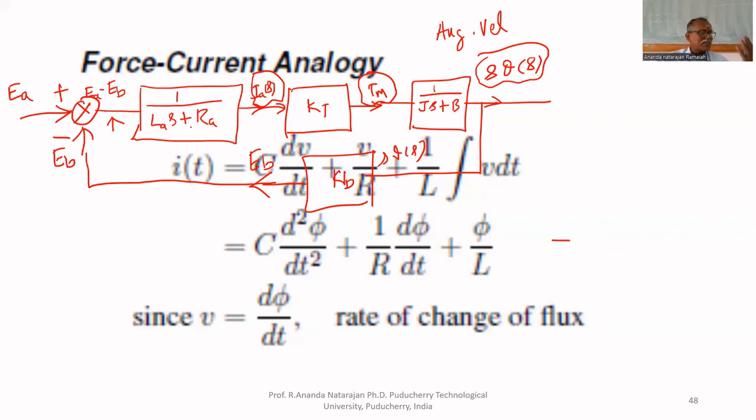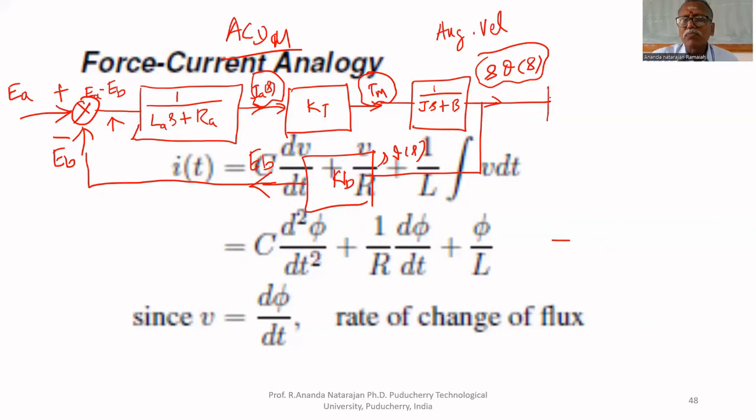I represented the same mathematical model in block diagram representation. For one equation, one block. So I got the block diagram representation of the armature controlled DC motor. Now, S theta of S is not the output. The output is theta of S.